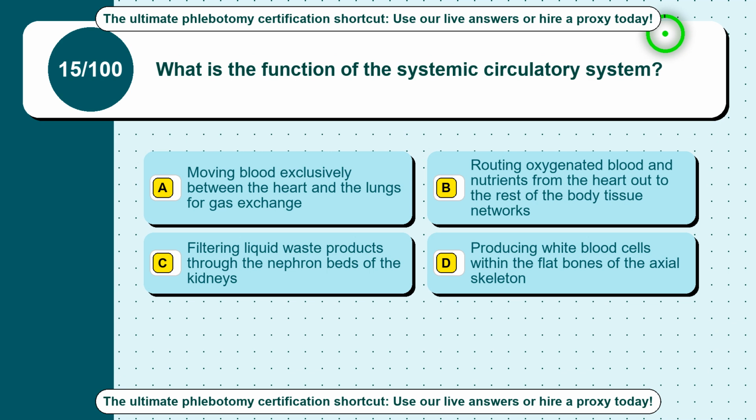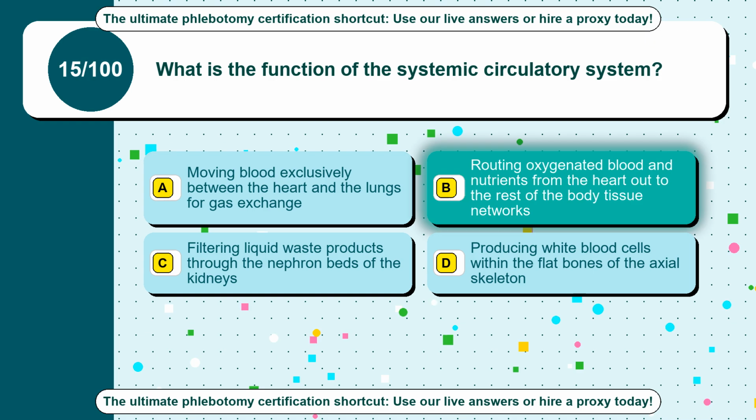Question 15. What is the function of the systemic circulatory system? Option A, moving blood exclusively between the heart and the lungs for gas exchange. Option B, routing oxygenated blood and nutrients from the heart out to the rest of the body tissue networks. Option C, filtering liquid waste products through the nephron beds of the kidneys. Option D, producing white blood cells within the flat bones of the axial skeleton.